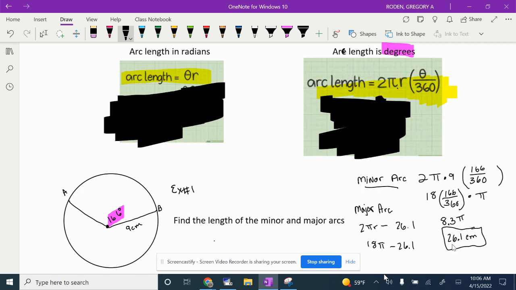Obviously, it's going to be longer than 26.1. What is it, guys? Xavier, do you have that number? 30.4? So the minor arc length is 26.1, and the major arc length is approximately 30.4 centimeters. Guys got that?